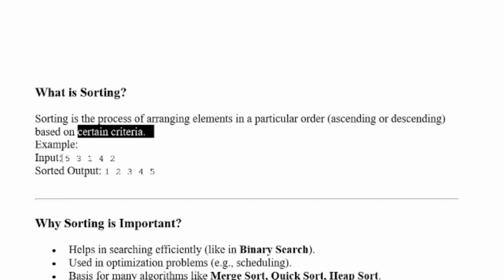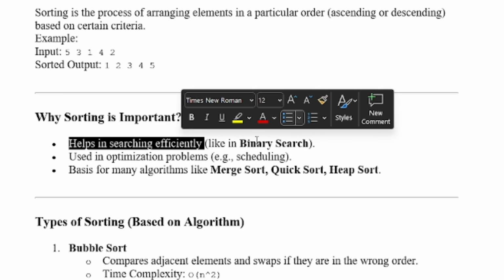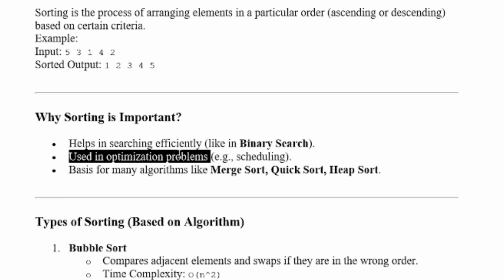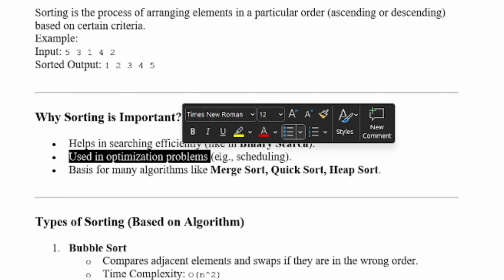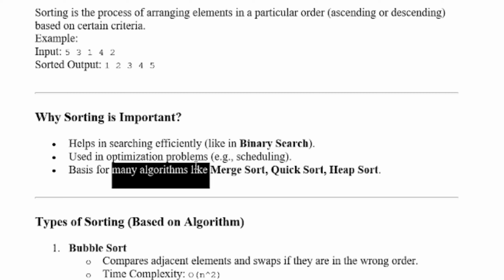For example, you can see this is the input. So we just sort it. This is ascending order. You can see this is the sorted output. So why is sorting important? Sorting basically helps in searching efficiently, like binary search, and is used in optimization problems such as scheduling. It is also the basis for many algorithms like merge sort, quick sort and heap sort.